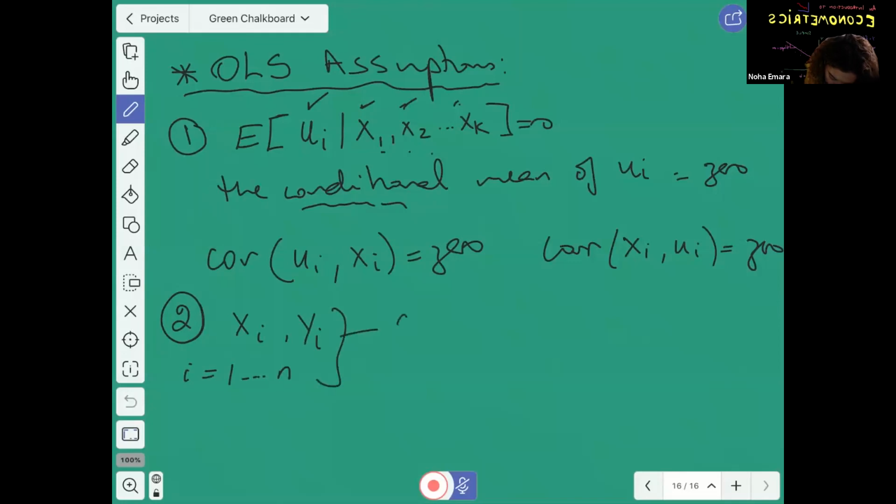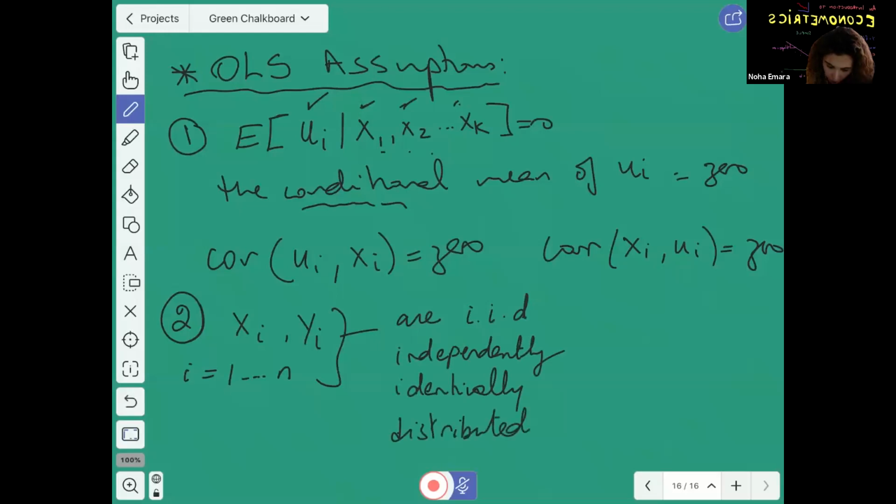Those are IID. What is IID? Independently, identically distributed.